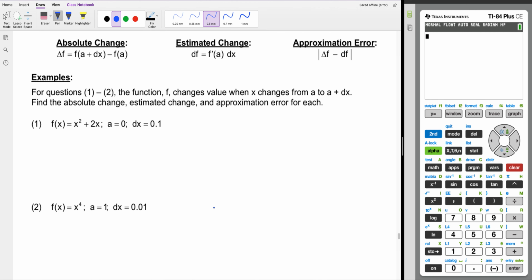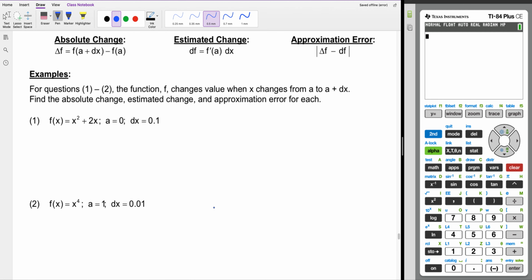So I'll just do one example for you just to kind of get the idea across. It's all calculation heavy. Function f changes when x changes from a to a plus dx. Find the absolute change, estimated change, and approximation error for each. The idea here is that we wanted to develop an understanding of the most important one, which is the estimated change.